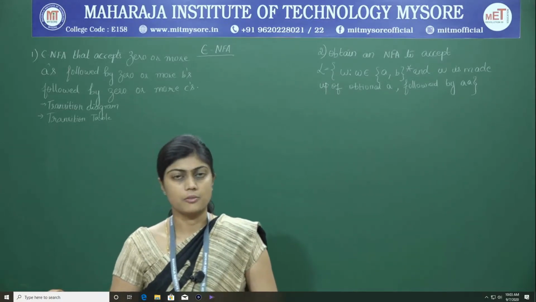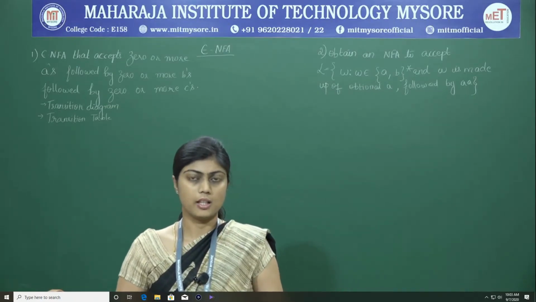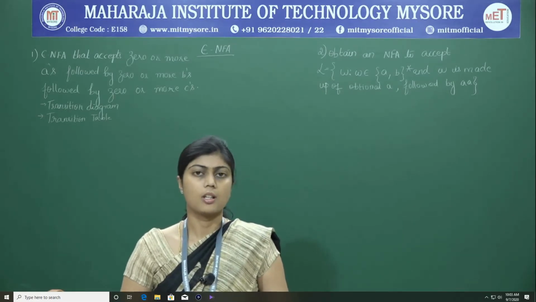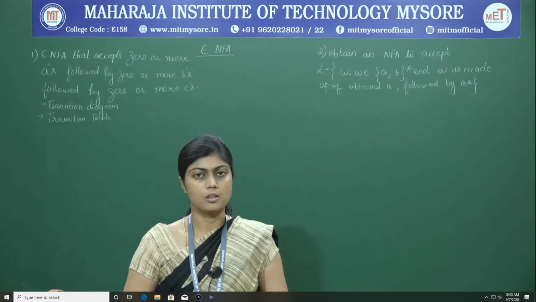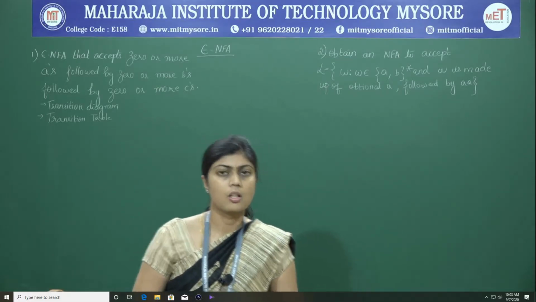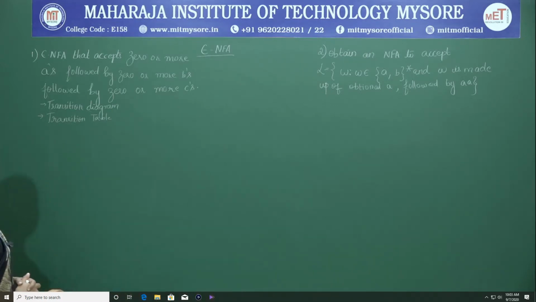In the previous session, we looked into problems where we designed NFAs, and we defined what an epsilon NFA is. In this class, we are going to learn how to design epsilon NFAs. So, we look at the problems now. The first problem says we have to design an epsilon NFA that accepts 0 or more A's followed by 0 or more B's followed by 0 or more C's.